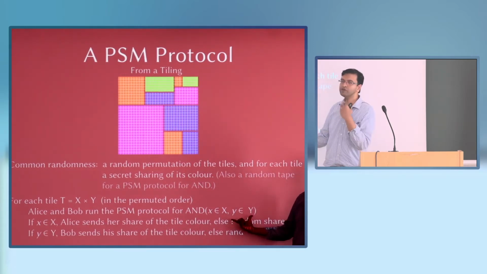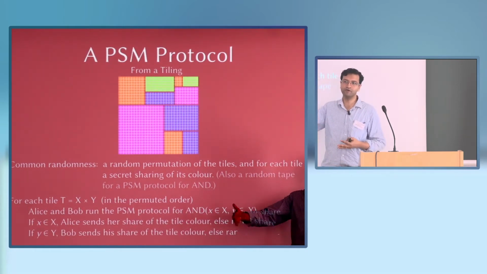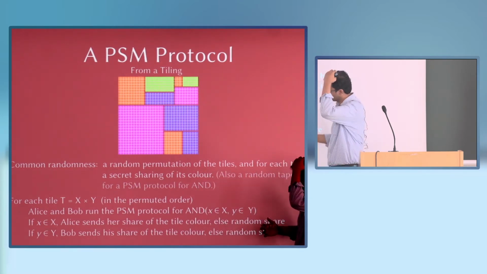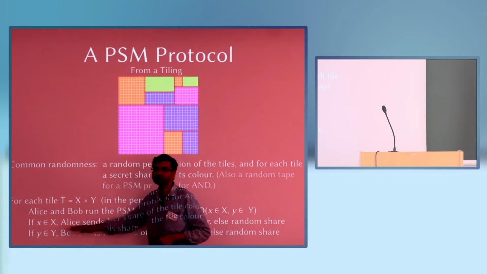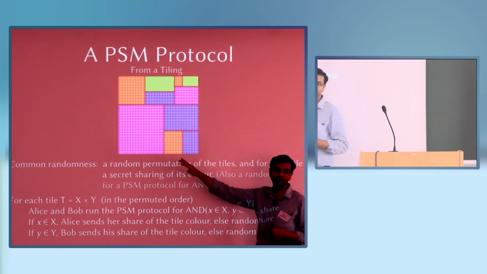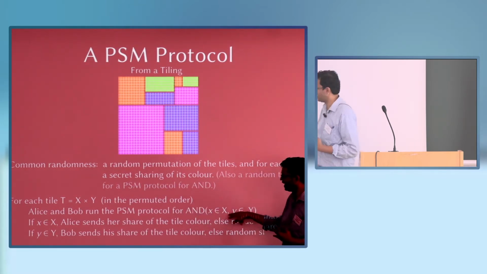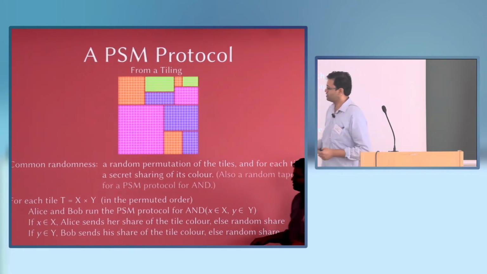And note that there's only one tile on which this AND turns out to be 1. Everywhere else, the AND will come out 0. Of course, Alice and Bob don't know ahead of time which one is going to turn out to be 0 or 1. So for each one, Alice also sends her share of the color if her input to the AND predicate is 1.